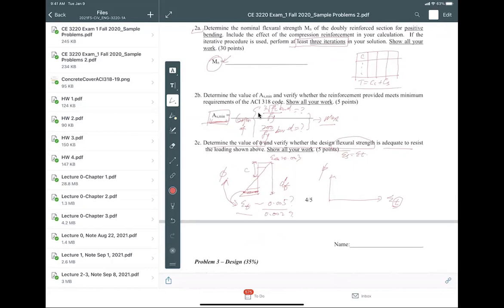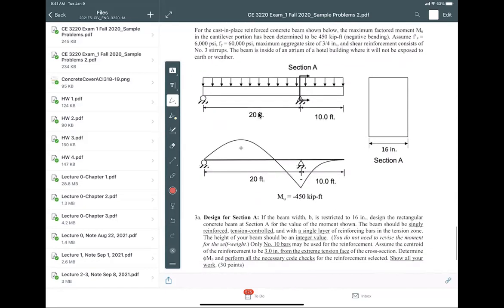So be careful. Now, with phi versus epsilon t, what we said before is that if I have high strain, phi is 0.9, and low strain, phi is 0.65. And the cutoff lines are 0.002 and 0.005. In between, linear interpolation. If you cannot remember the equation, remember the graph and find the slope at the time. If you cannot remember the graph, copy that equation down to your crib sheet so we can use it. Now that is that.